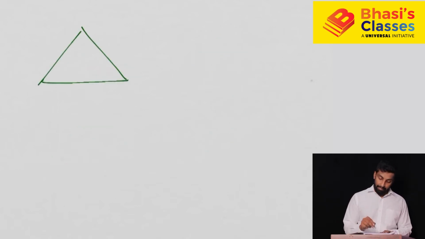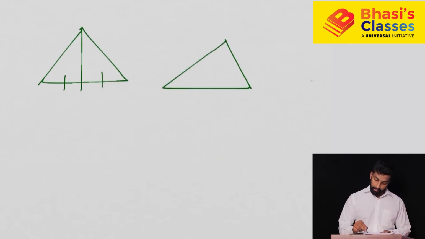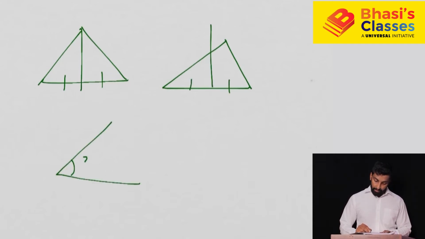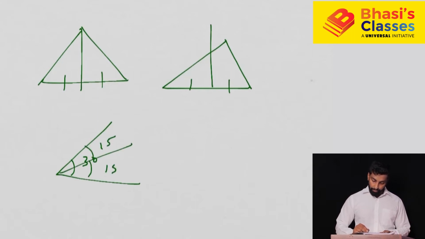Okay. What is a perpendicular bisector? A perpendicular bisector will bisect, right? So this has to be equal. Now, in this case, it will go like this also. So the condition is this has to be equal. Now what is an angle bisector? Angle bisector, if this is 30, will divide equally, that is, this is 15 and this is 15.